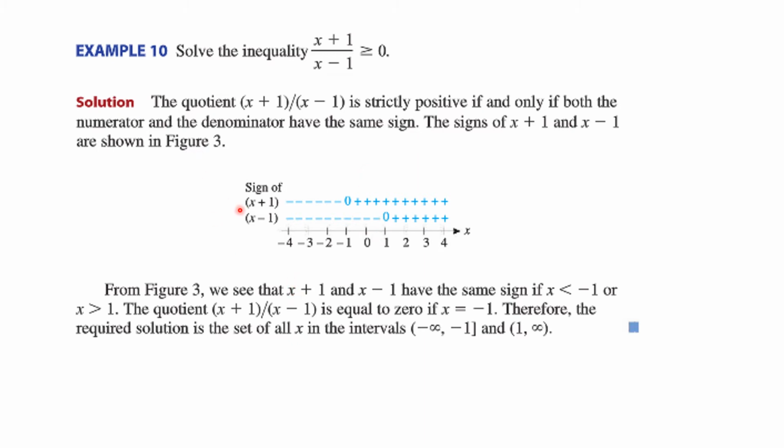And so now what I can do is I can look at what is the sign of the numerator and what is the sign of the denominator. And we see that they have the same sign whenever x is less than minus 1 or x is bigger than 1. And it's equal to 0 if x is equal to minus 1. Therefore, this is the solution. It's the union of these two intervals. This interval, notice the minus 1 is included, and this one, the 1 is not included because you can't have 0 in the denominator.